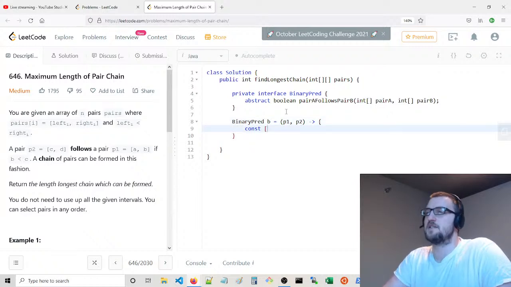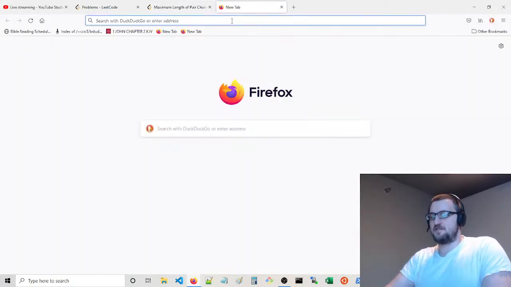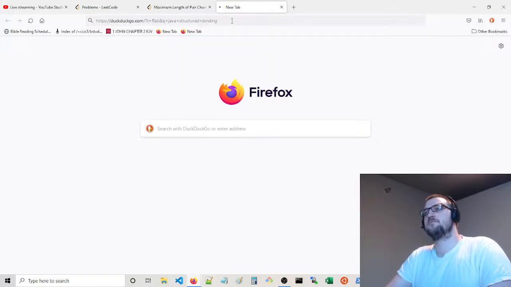And then I want to say something like A, B, I don't know if I can do it this way, but something like const integer AB is equal to P1, and then a similar thing for, if this isn't the right syntax, let's do structured binding in Java. Let's take a look.